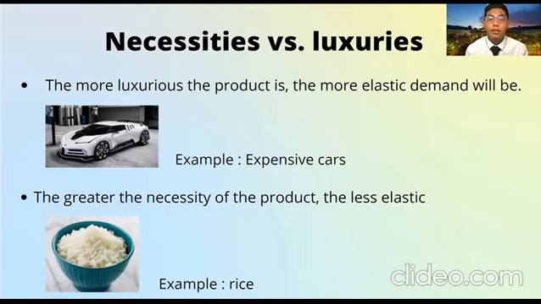But for necessities, it will be different. The greater the necessity of the product, the more inelastic it will be. For example, rice. Because rice is a necessity for us as humans, it tends to be inelastic.